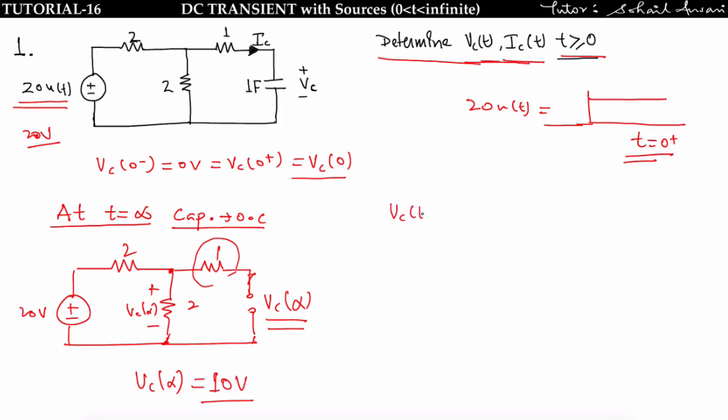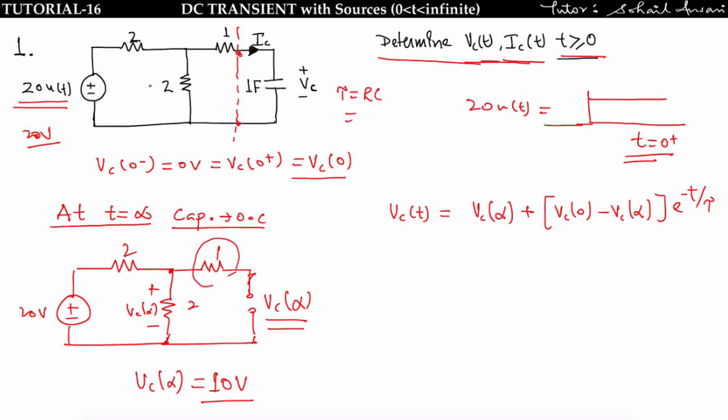What is the formula for Vc of t for t greater than 0 in category 3? That is equal to Vc of infinity plus [Vc of 0 minus Vc of infinity] e to the power minus t upon tau. And we clearly see here that the resistance and capacitance are separable. Okay, so the time constant is nothing but RC. R equivalent you can find across this point. Short circuit the voltage source, you will get 2 parallel with 2, that is equal to 1, 1 in series with 1, that is 2, and C is 1 farad, that is equal to 1. So the time constant is 2 second.